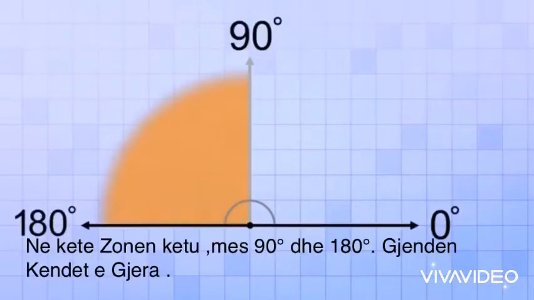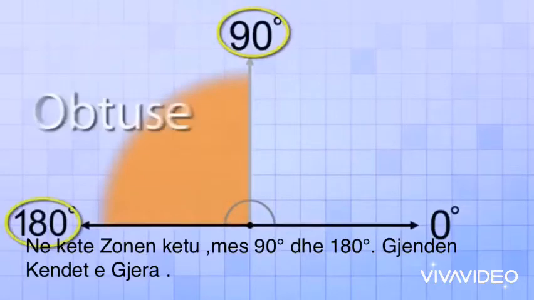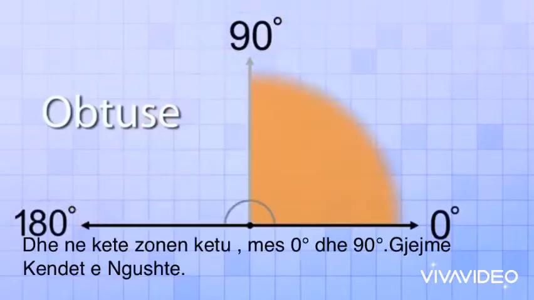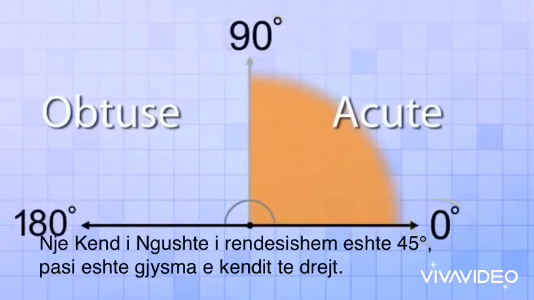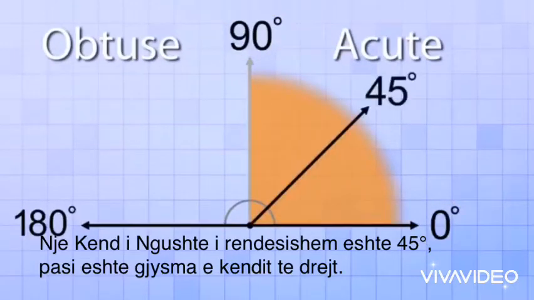In this region, between 90 and 180, we find obtuse angles. And in this region, between 0 and 90, we find acute angles. One important acute angle is 45 degrees since it's half of a right angle.